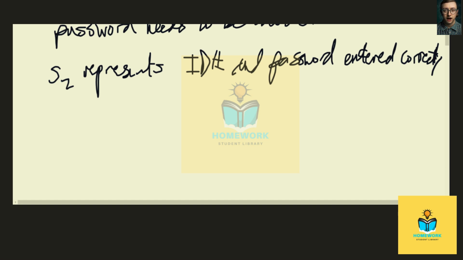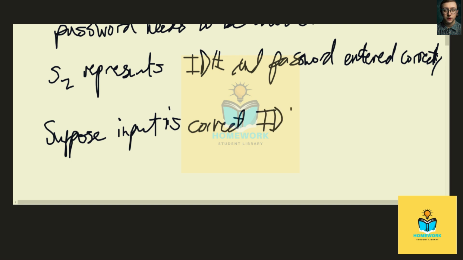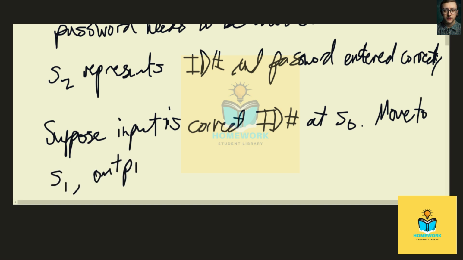Now let's think about the different kinds of inputs. So if the input is the correct ID number at S0, then we'll move to state S1 and output the message password.